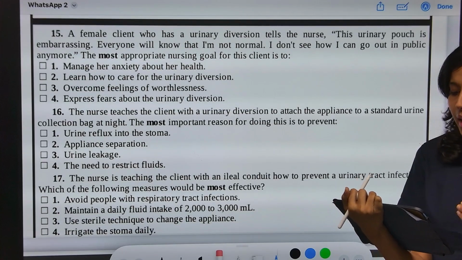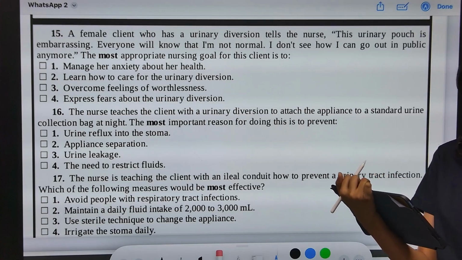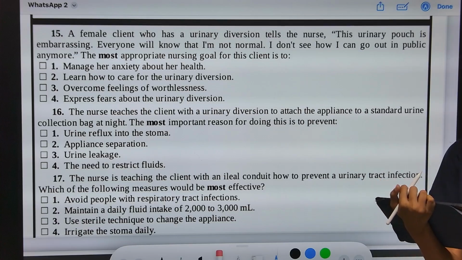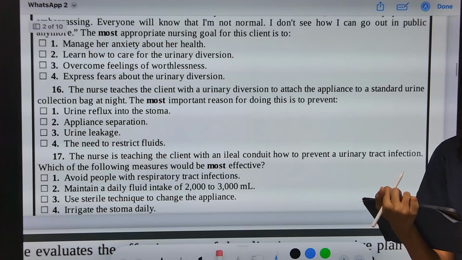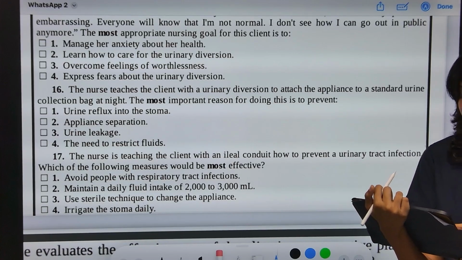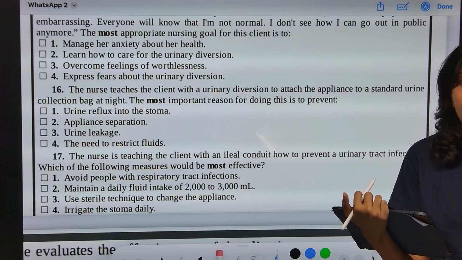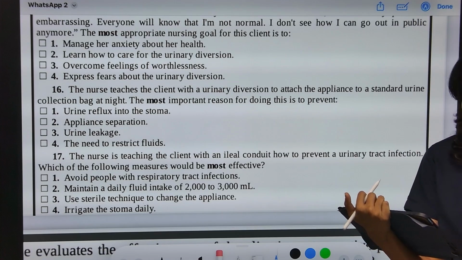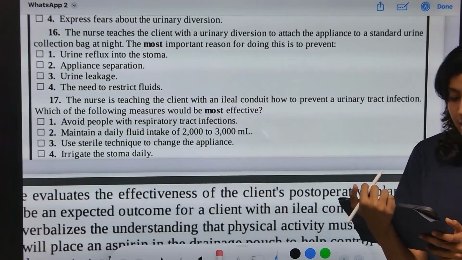If someone is feeling embarrassed about his or her disease condition, what will you do? You have 4 options. Just read the options and tell me the right answer. So option number 4 is correct, that is express fear about the urinary diversion. We have to ask the patient to tell us every concern about the condition, what they feel, what fears they have about that condition. So answer number 4 will be correct in that case.